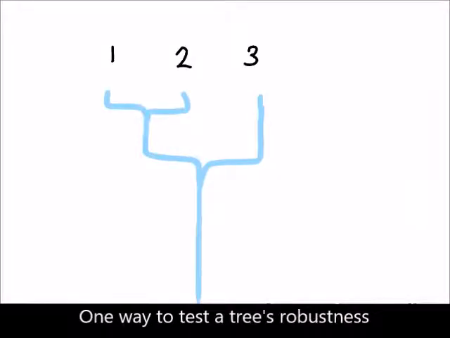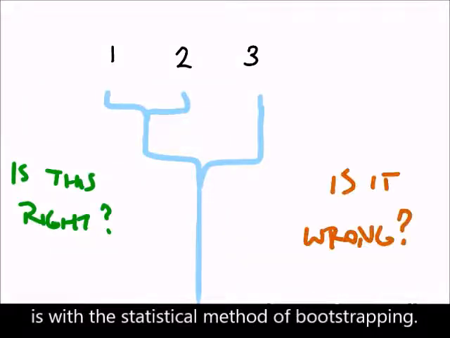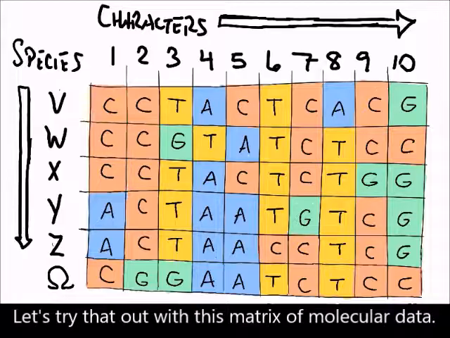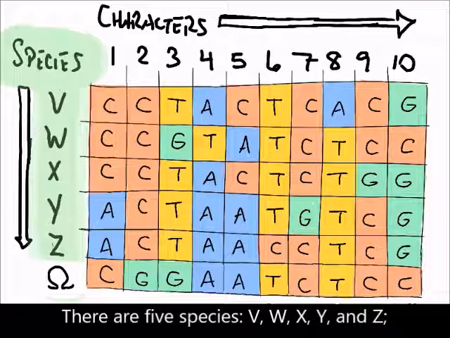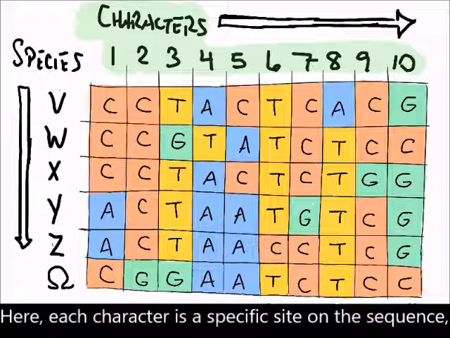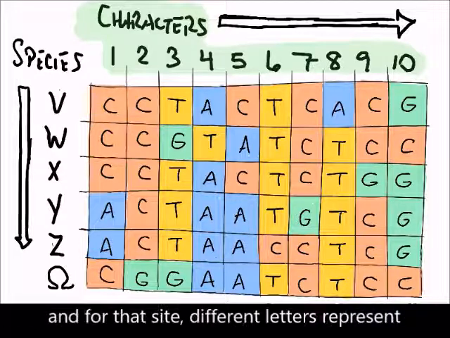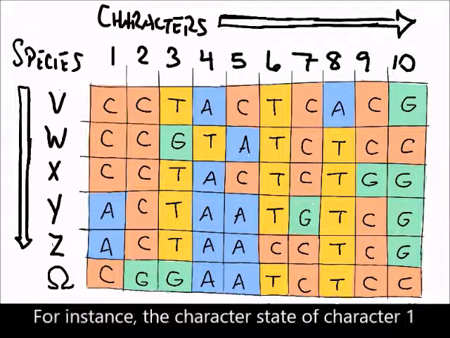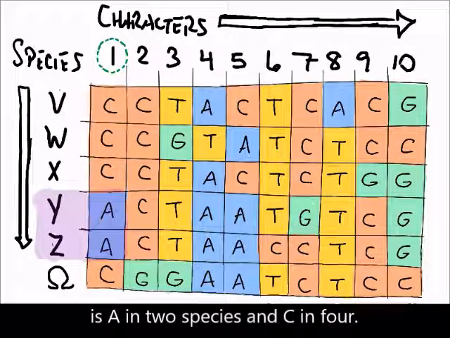One way to test a tree's robustness is with the statistical method of bootstrapping. Let's try that out with this matrix of molecular data. There are 5 species, V, W, X, Y, and Z, and an outgroup, which I have here as omega. Here, each character is a specific site on the sequence, and for that site, different letters represent different character states. For instance, the character state of character 1 is A in 2 species, and C in 4.